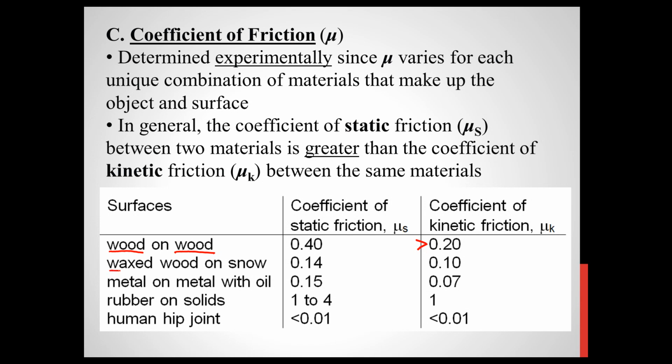If you take that wood and you pulled it on snow, well, these surfaces would be in comparison to wood on wood. So wood on wood would be rougher surfaces. Waxed wood on snow would be smoother. The smoother the surface is in contact, the lower both the coefficient of static friction and the coefficient of kinetic friction would be.